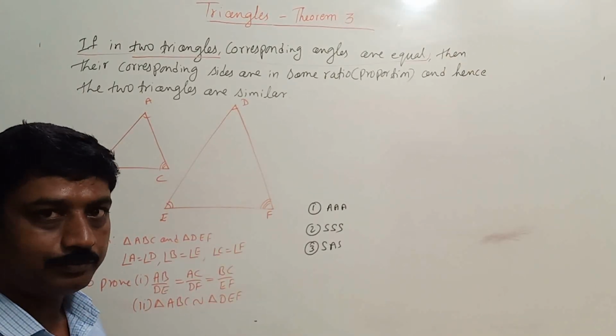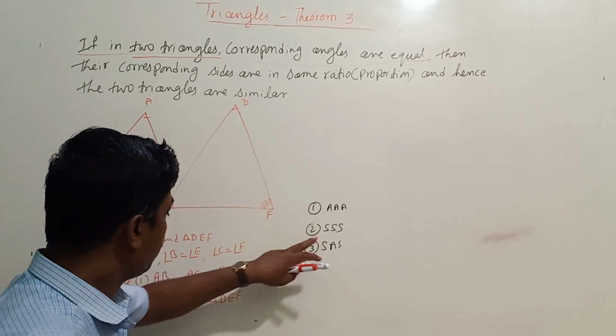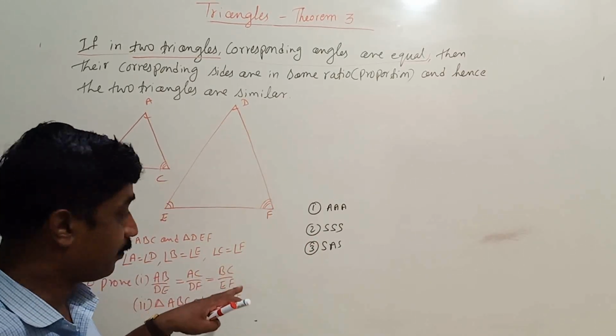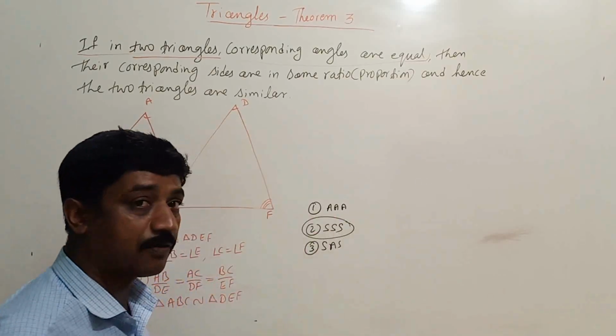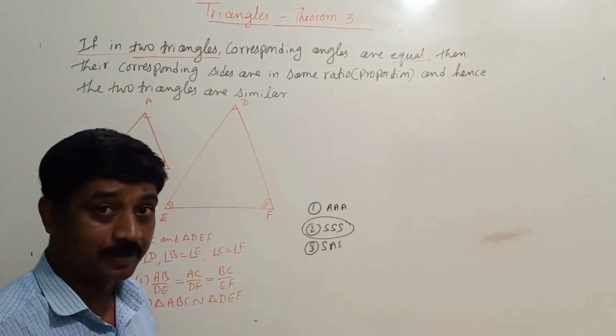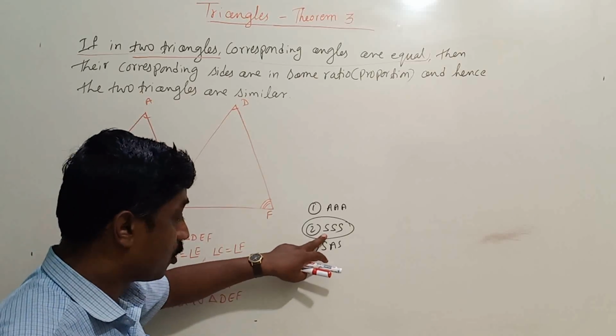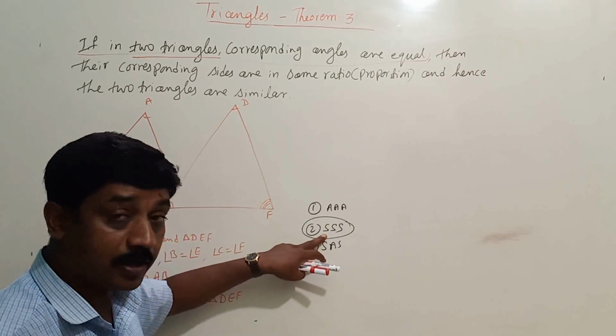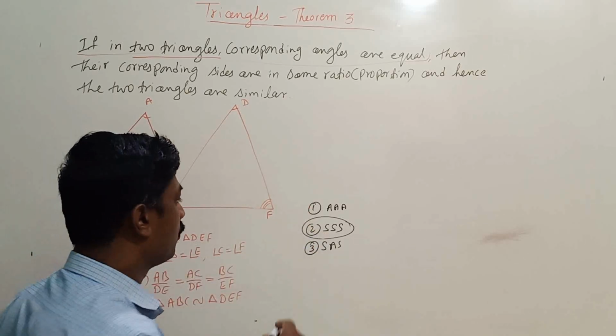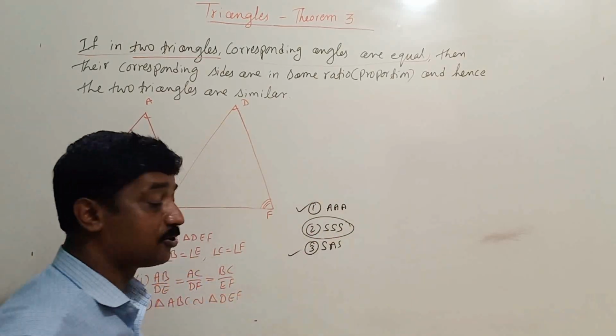Suppose in the given they say that the corresponding sides are in the same ratio, and after that they ask you to prove that they are similar. If the corresponding sides are in the same ratio, it means they are already similar. But still, if they ask you to prove it, you have to take the help of AAA or SAS to prove that they are similar.